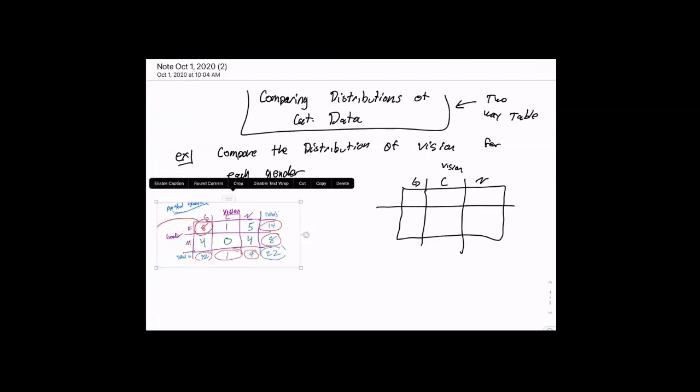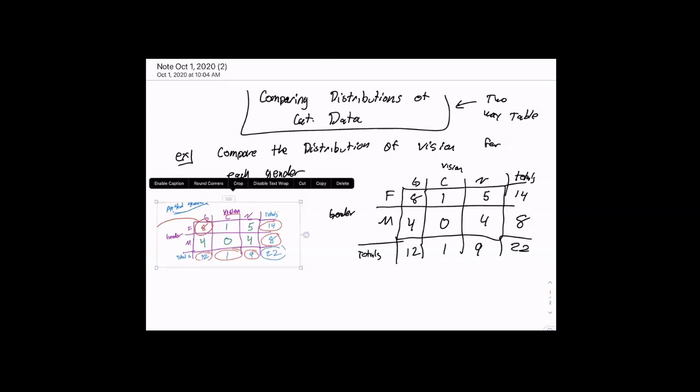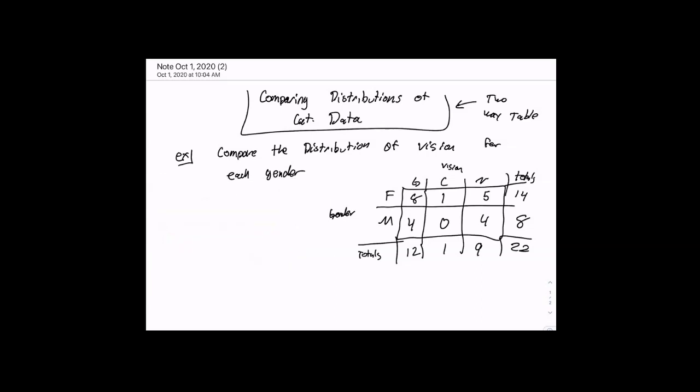Just paste. So I'm just using that as a reference, and then I'll delete it. So we had female, gender is written right here. We had males, and we had our totals. Row total or total totals. 8, 1, 5, 14, 4, 0, 4, and 8, 12, 1, 9, and 22. So that's just from yesterday that we had.